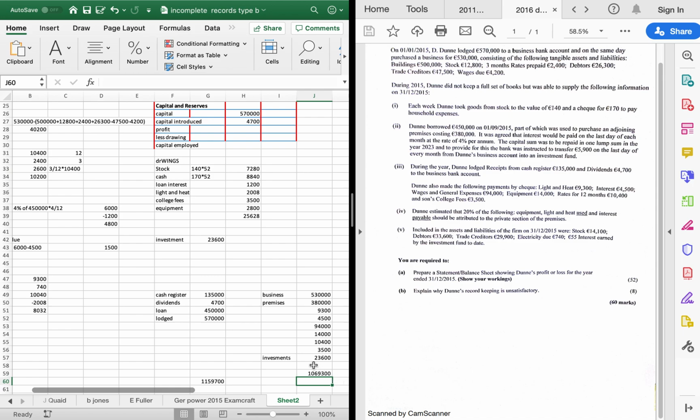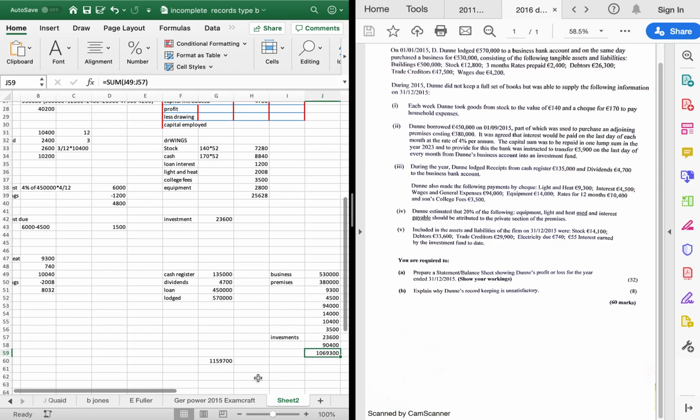So the difference is 90,400. That's what I'm going to put my balance in as. Now, okay, so that's my bank balance. Now, have I left something out there? Because that is not the number they're getting.